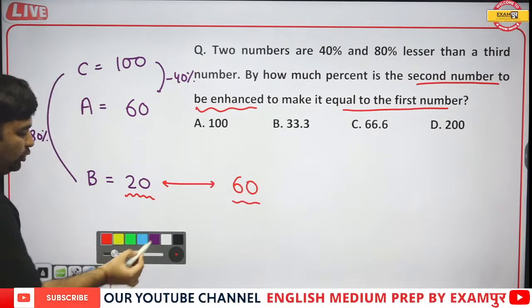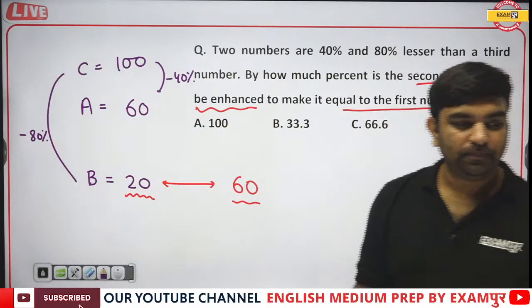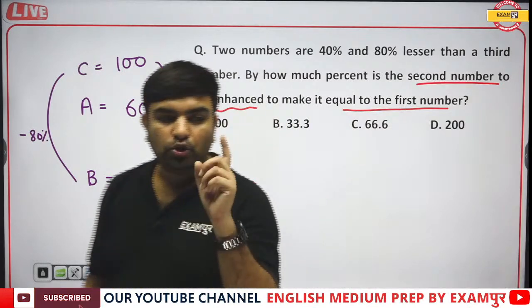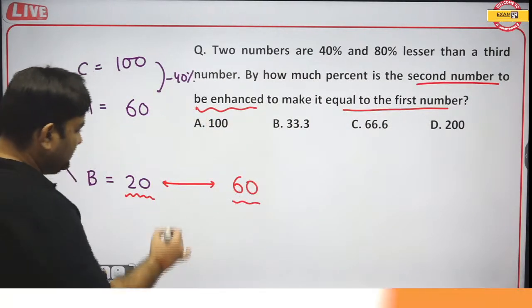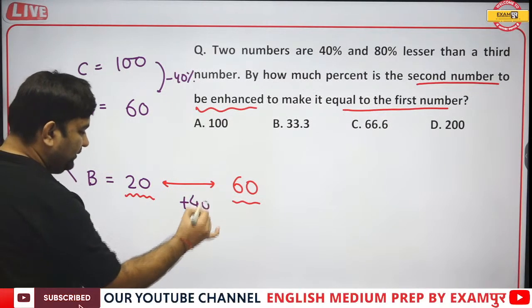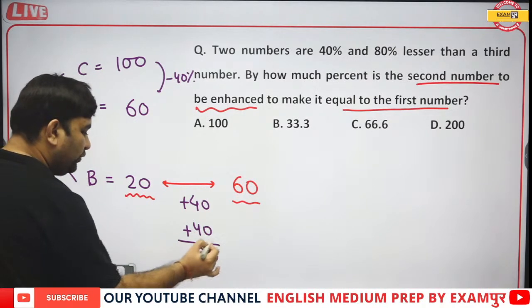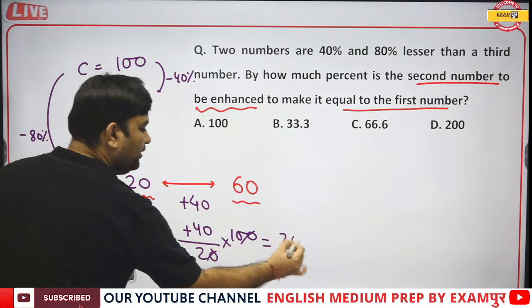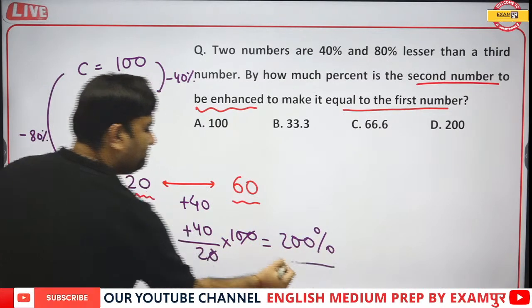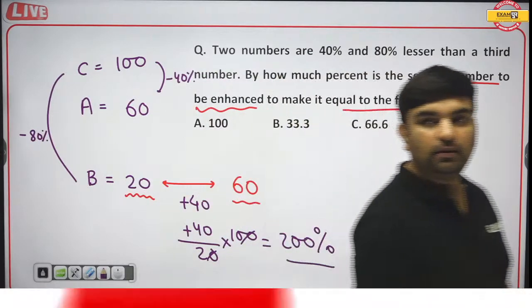So how much should be the increment? You want to make 20 as 60. So there is an increment of 40. Increment of 40 over the original value of 20 into 100 is 200%. Clear?